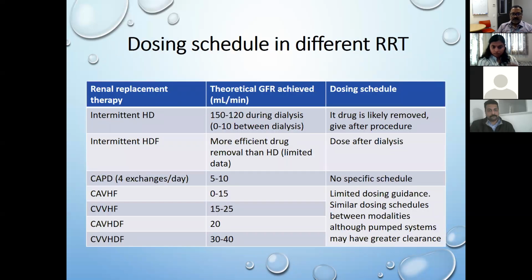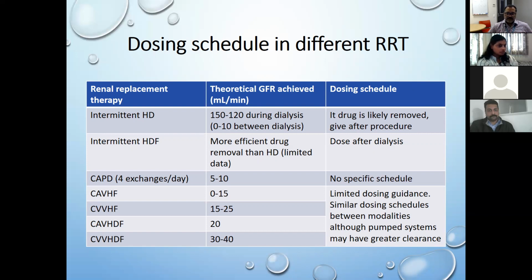All right. So the dosing schedule in different renal replacement therapies includes intermittent hemodialysis. Intermittent hemodialysis probably achieves about 150 to 120 ml per minute clearance during the dialysis session. And remember that in between dialysis there's probably little clearance, so that's why we dose according to less than 10 ml per minute.